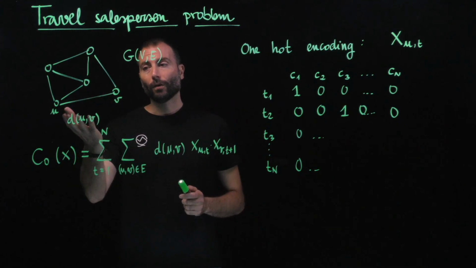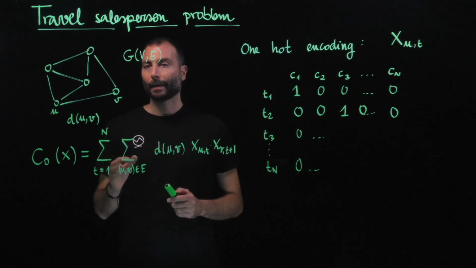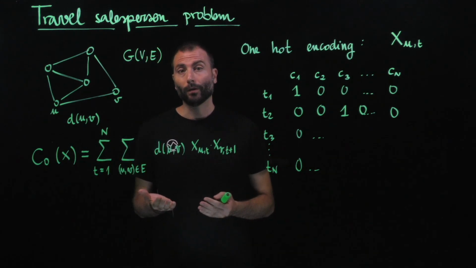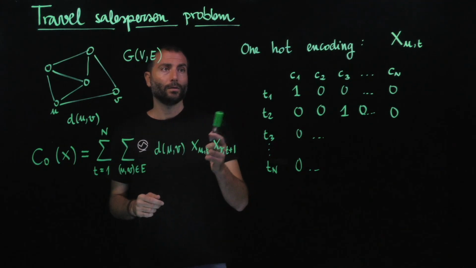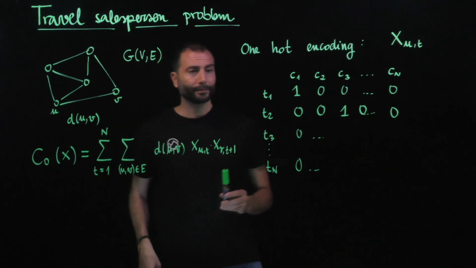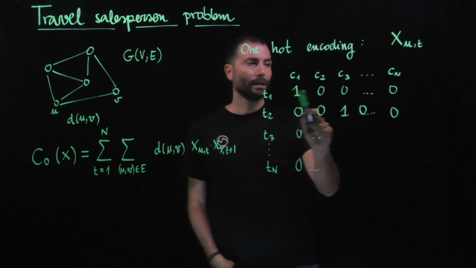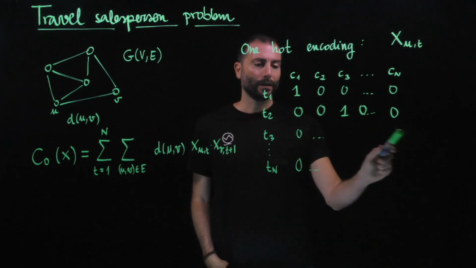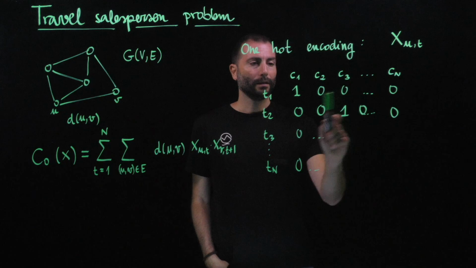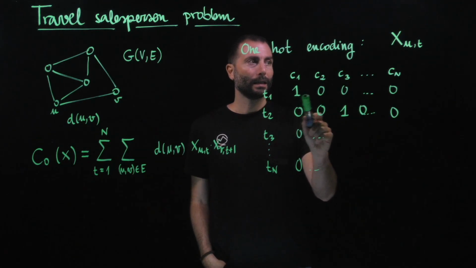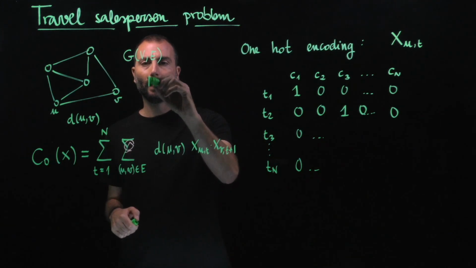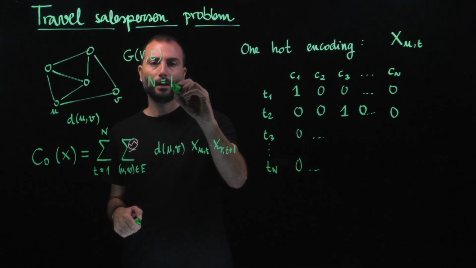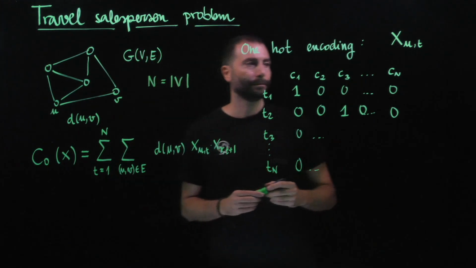So there are many encodings of this problem, and in none of these encodings do you avoid having to impose some restrictions. To me, one of the simplest encodings of the problem is the so-called one-hot encoding. This is a binary string. Let's assume that n is the number of cities that we have.